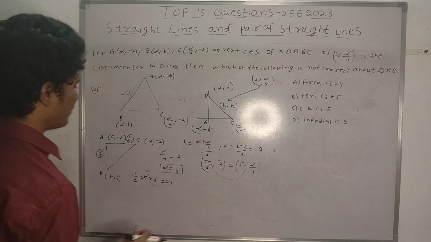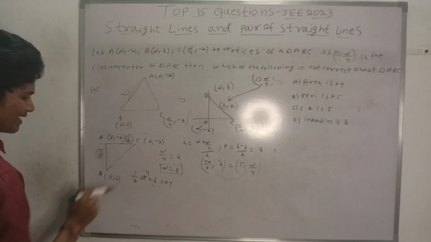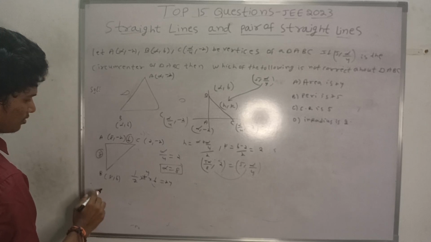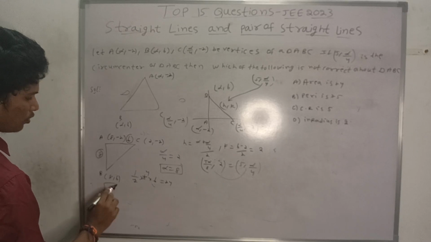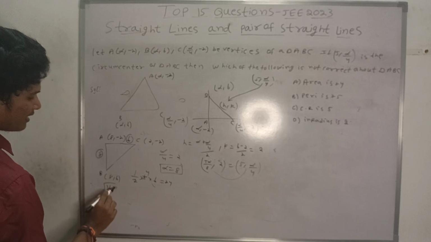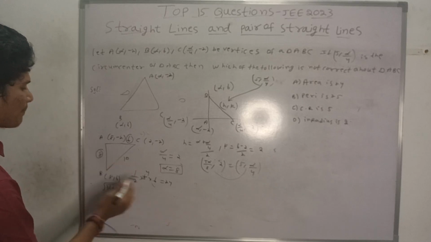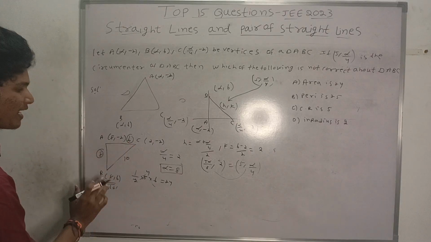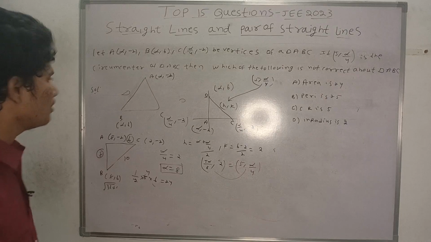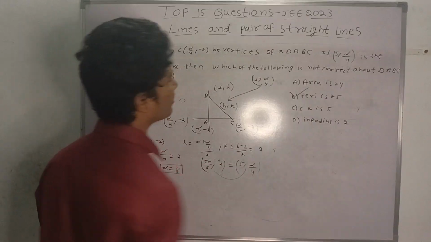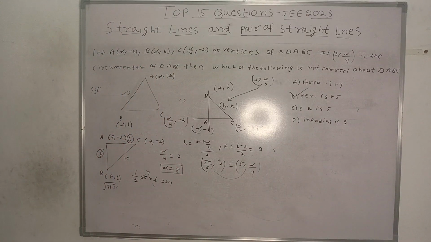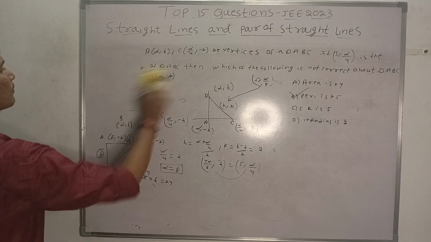Now we have to find the perimeter. That is 8, this is 6, and this is root of 64 plus 36, that is 10 here. What is the perimeter? 8 plus 6 is 14, 14 plus 10 is 24. But they gave 25. That is option B, which is incorrect. So that is the correct answer.